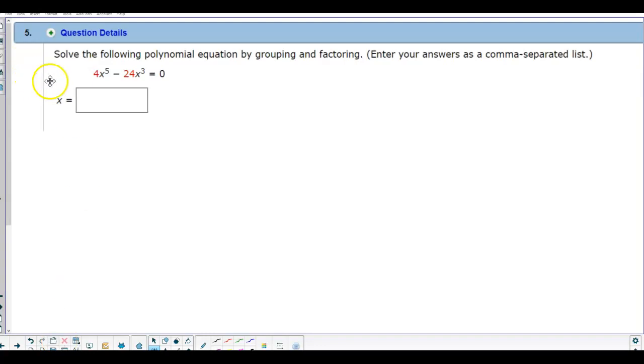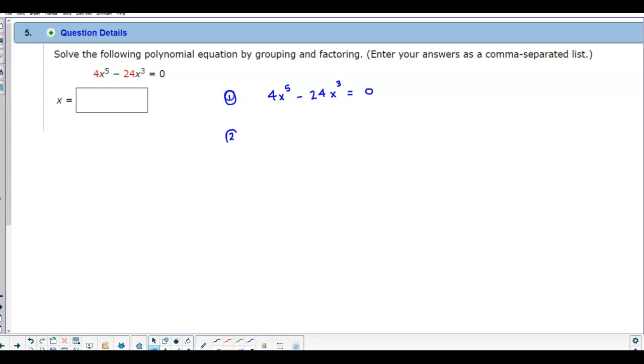Question number 5 says solve the following polynomial equation by grouping and factoring. So we have 4x to the 5th power minus 24x to the 3rd power, and that's equal to 0. So on the left side of the equation, we want to ask ourselves, can we factor anything out of those two terms?